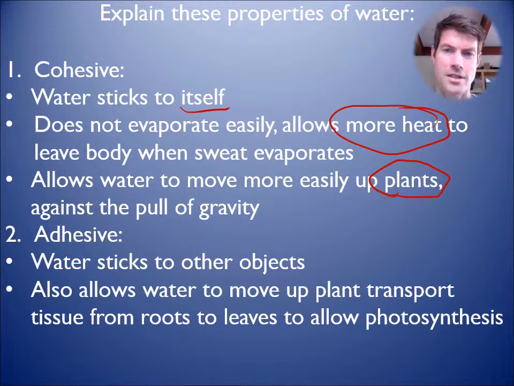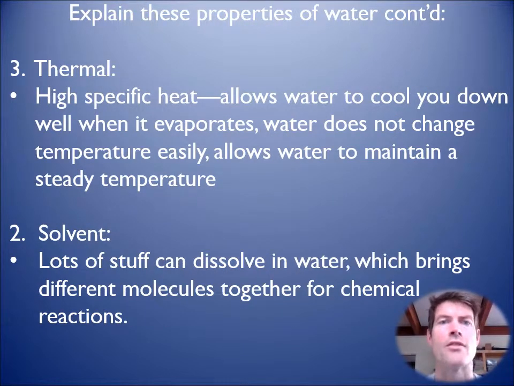Plants have two vessel systems, one just for water and then one for sugars and proteins that it makes. It's interesting because water goes up the vessels and then sugar comes down the vessels, like a two-way street in separate little tubes. Adhesive means it sticks to other things. That also helps the water to move up plants to get to the leaves where that water is required for photosynthesis. Thermal allows water to cool you down well when it evaporates.